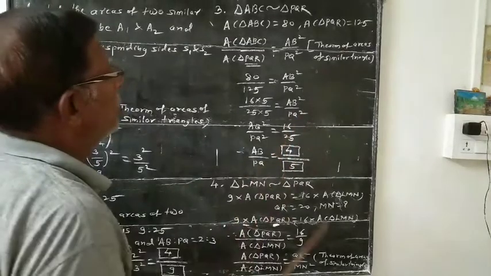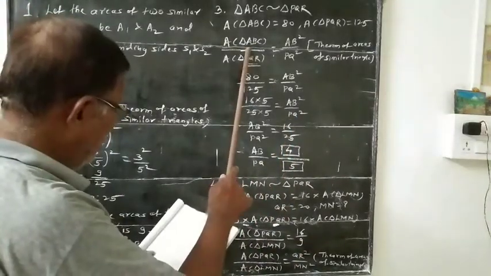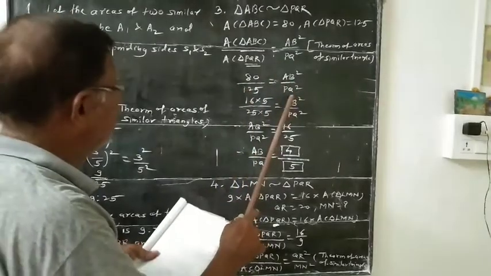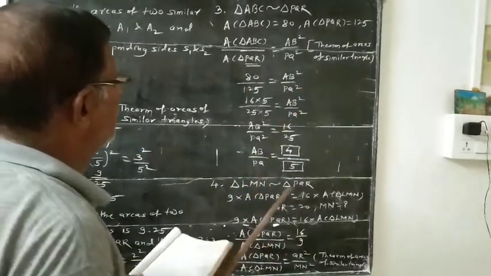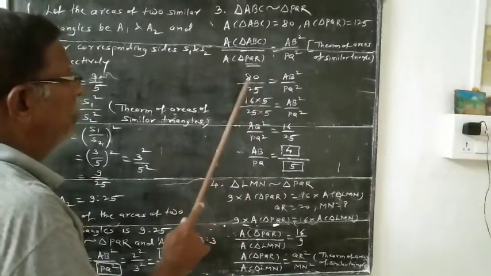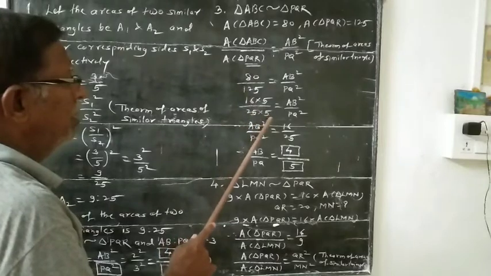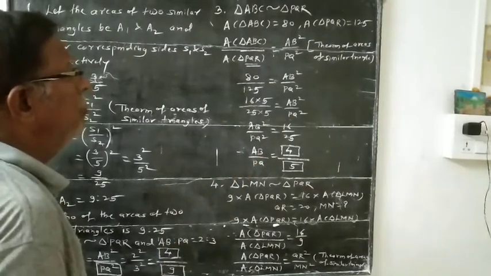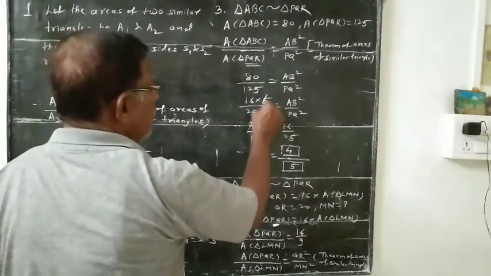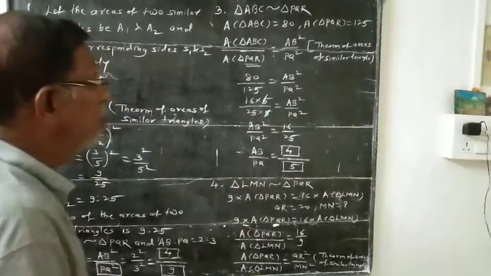By the theorem of areas of similar triangles, and this is given 80, this is given 125. So this is AB square as it is, upon PQ square. Then write factors of 80, 16 into 5, and 125, 25 into 5 is 125, is equal to AB square upon PQ square. Then 5 cancels. So AB square upon PQ square is 16 upon 25.